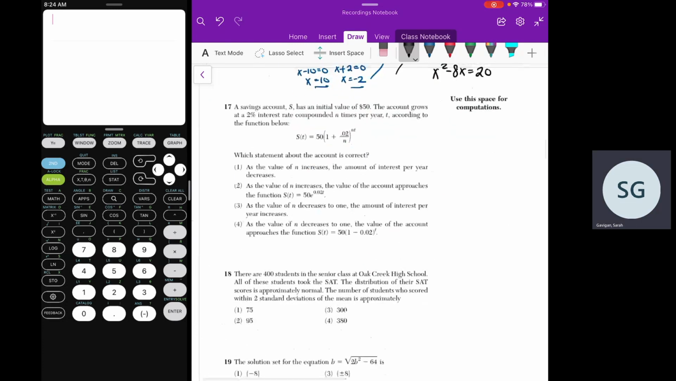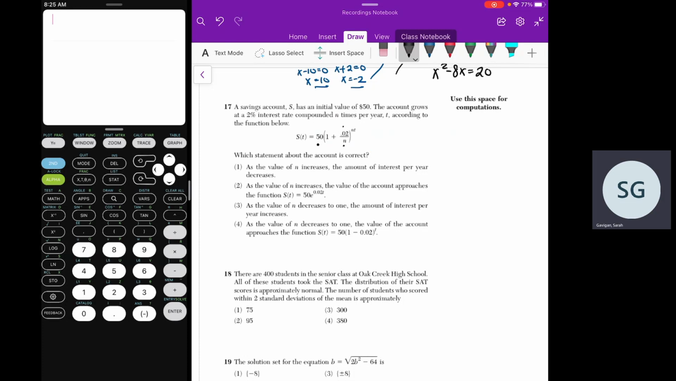Let's go on to number 17. The savings account S has an initial value of 50. That's why 50 is right there. The account grows at 2%. That's why I see that 0.02 compounded n times per year, t, according to the function. Which statement about the account is correct? As the value of n increases, the amount of interest per year decreases.